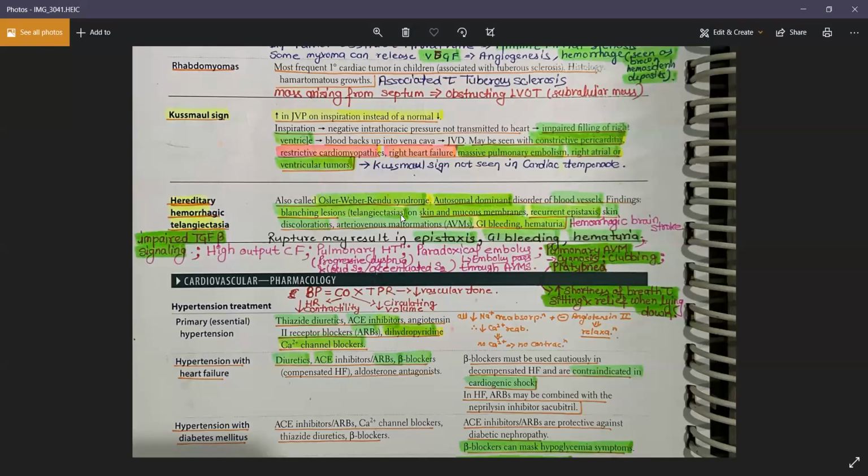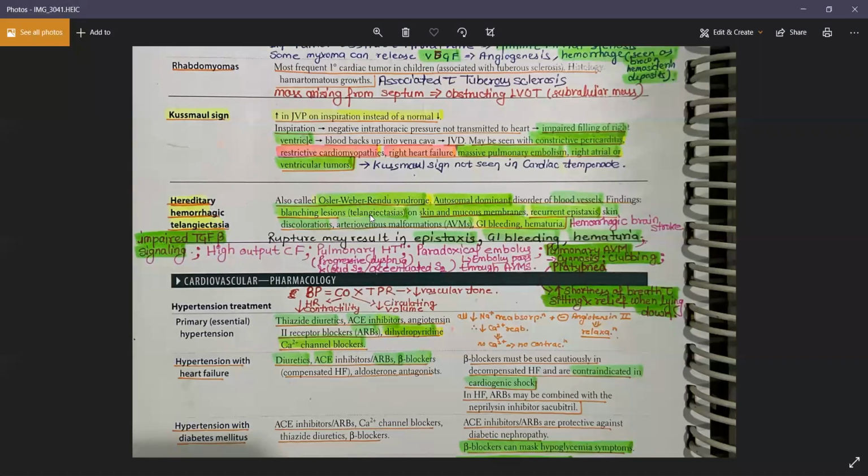Telangiectasias are blanching lesions. Whenever you compress them, the blood will be lost there, and you will have paleness over the area. When you remove your finger, the reddishness will appear in the arteries in a spider web like pattern. That's why it is called telangiectasias.